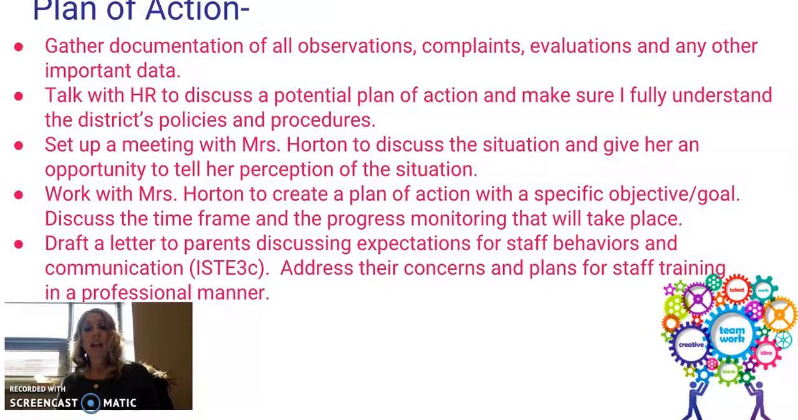Then I need to draft a letter to the parents and just reiterate what our school's expectations are for staff behaviors, and also make sure that they understand the appropriate lines of communication, who they should talk to first, and then after that, if they have a concern, reassure them that they will be listened to, and I think it will just help strengthen that relationship between the school and community if we can just talk about the expectations again that we have.